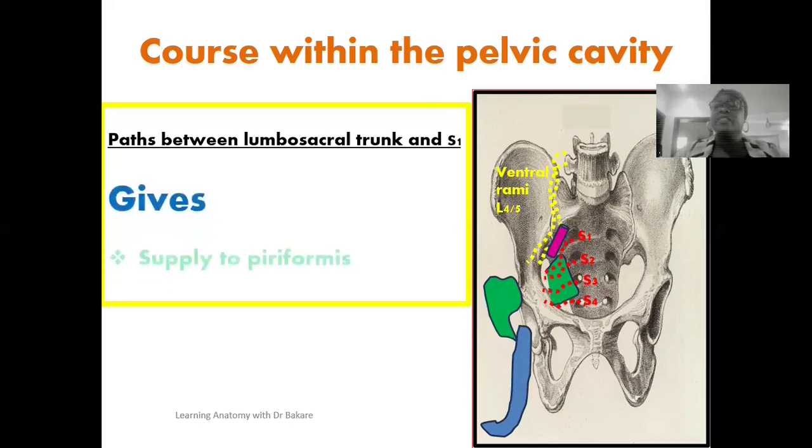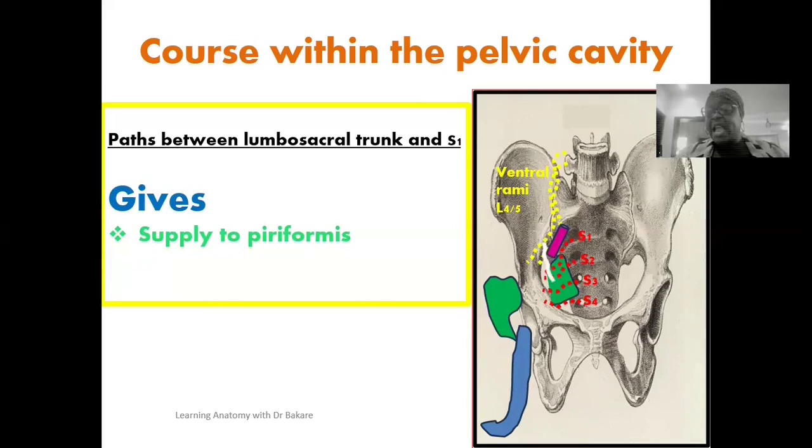So it's seen to give off a branch to the piriformis. This is where we have the piriformis here, highlighted in green. We know that the piriformis has its fibers originating from the anterolateral surface of the sacrum, and the fibers are directed through the greater sciatic foramen. And this is where it exits the pelvic cavity to be inserted on the greater trochanter of the femur. So we have the piriformis here highlighted in green, and you see that the superior gluteal artery is then seen to give off a branch to the piriformis.